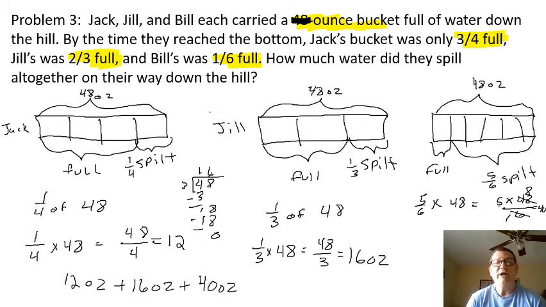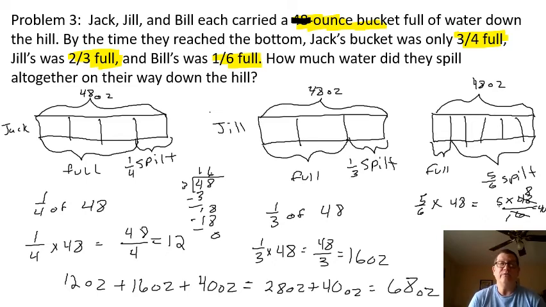Now all we have to do is add them up. I can add up any way I want. I know 12 plus 16 is going to give me 28 ounces, plus what Bill spilled, which is 40 ounces. So in total, they spilled 68 ounces.